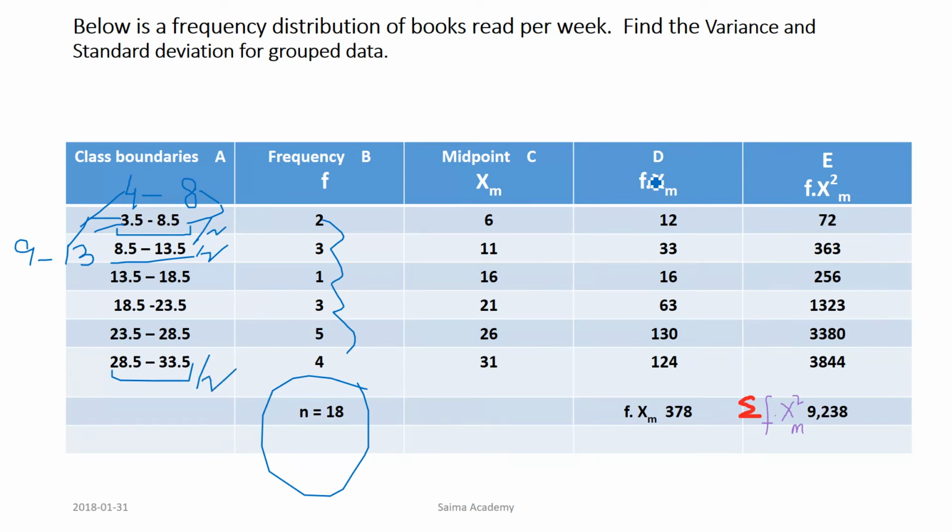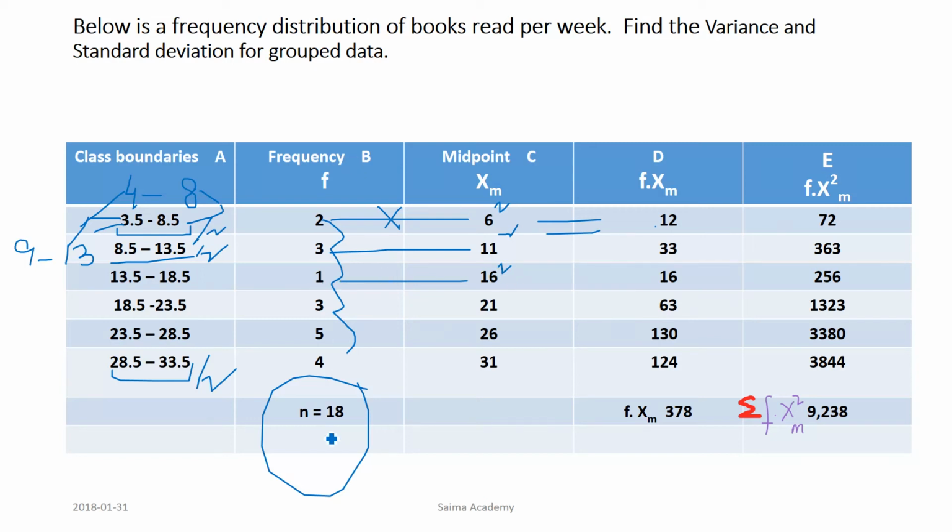Column C is done. Now column D: you have to multiply the frequency with the midpoint. 2 multiplied by 6 is 12. 3 multiplied by 11 is 33. 1 multiplied by 16 is 16. This is the multiplication of these two columns, and you will get column D. How do we calculate column E? You have to square column C. 6 squared is 36, multiplied by 2, which is 72. 11 squared is 121, multiplied by 3, which is equal to 363. So in this column you square the midpoint, then multiply by the frequency.